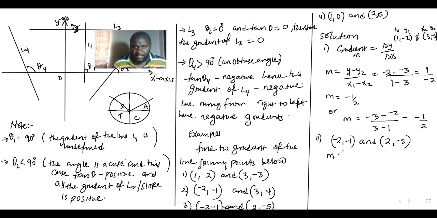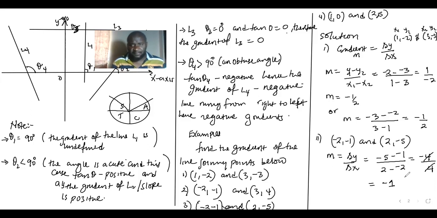The gradient here, m, will be change in y over change in what? Which will be -5 minus -1 divided by 2 minus -2. This will give me -4 divided by a positive 4. When I solve these two, the answer is negative 1.